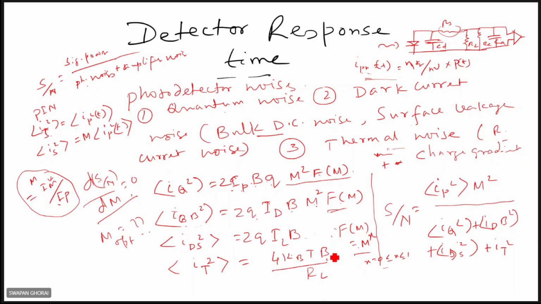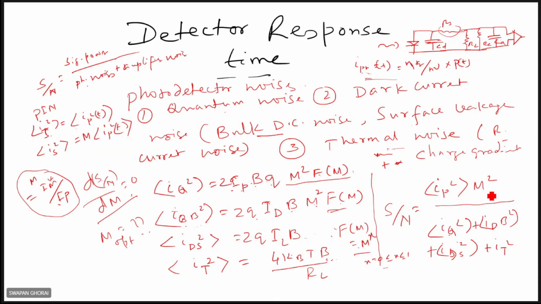right? We'll see how the bandwidth of the photodetector can be determined. It depends upon the capacitance value and the resistance value. If you know all these noises and if you know the signal power, then you can calculate the signal to noise ratio, that is IP square M square divided by these four noise current components. For PIN it is M square FM, but for APD, the M square factor will be there. And if you substitute these values here also, the M and FM factors will be there.